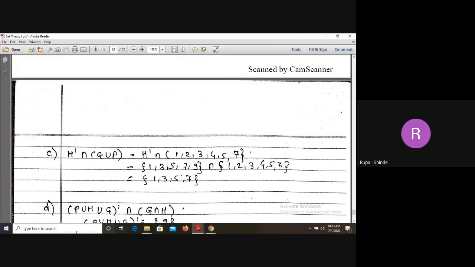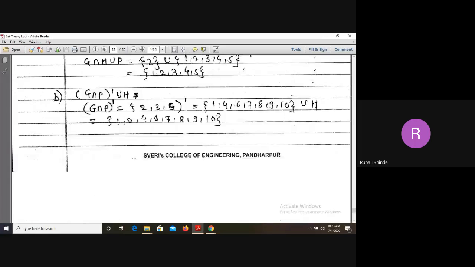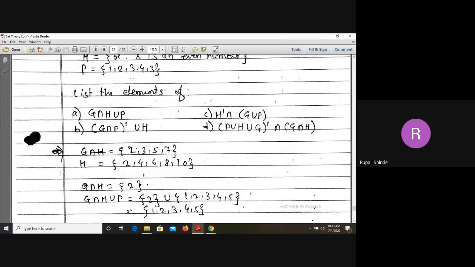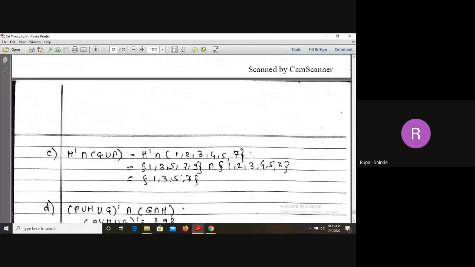Now, next question. P union H union G, its complement, intersection G intersection H. So first of all, we have to find out the value for P union H union G. So what is common between all these three sets? Now check here, G, H, and P is here. So what is common? I think 2 is common between all three sets. Now is there another element? No. Only 2 is common between these three sets.